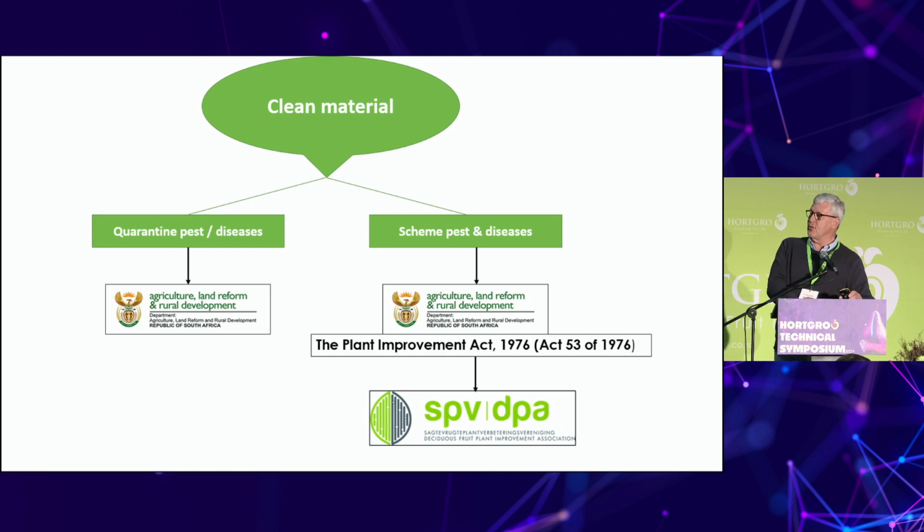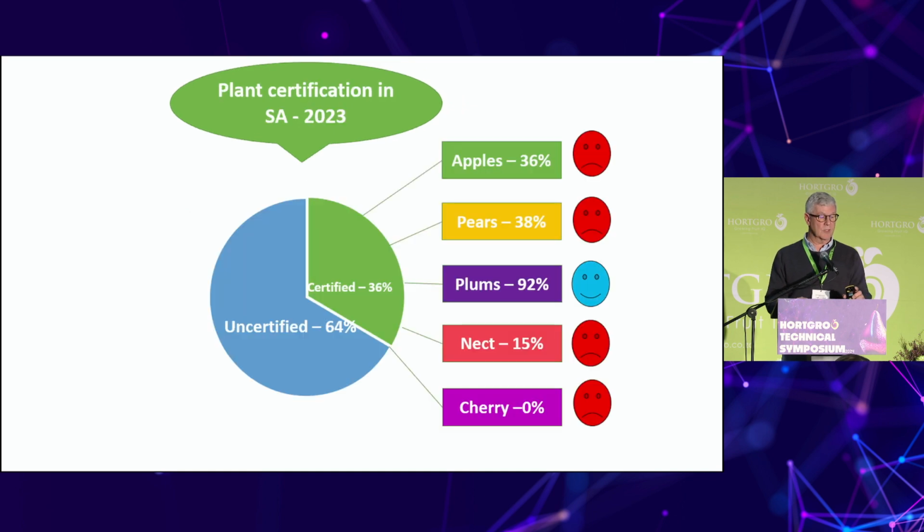The second step, in terms of the South African situation, is the certification scheme that operates under the Plant Improvement Act of 1976. The DPA, the Deciduous Fruit Plant Improvement Association, was initiated in 1993, and it is the custodian of that process. We are actually doing very poorly. Currently, we're sitting at 64% uncertified.